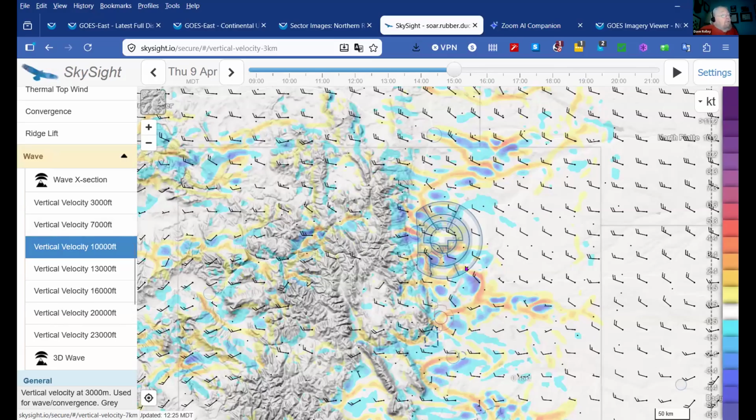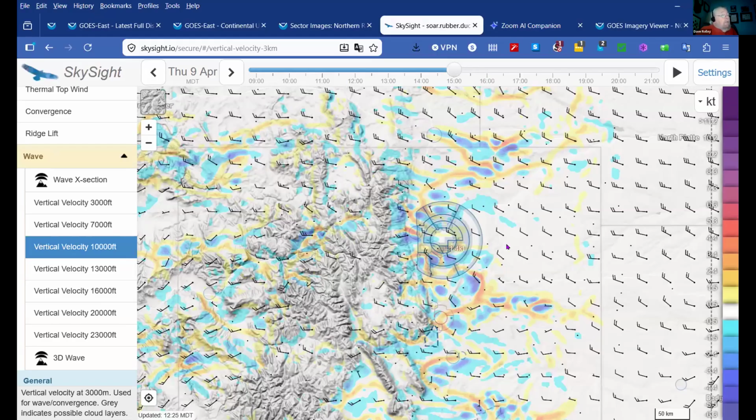The other thing that can cause wave is weather patterns. So convergence lines. See the convergence line we were looking at up here? Okay. Is that wave? Is it convergence? We know it's not ridge lift. But you can also use convergence and wave to help you forecast wave, because the phenomenon can look very similar.